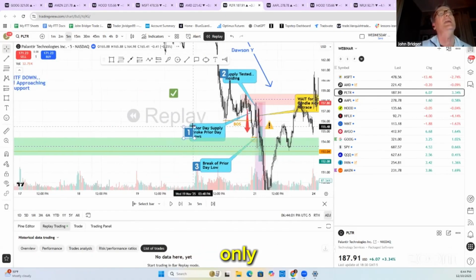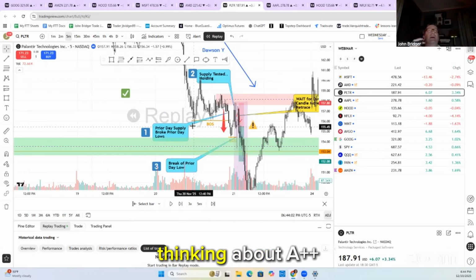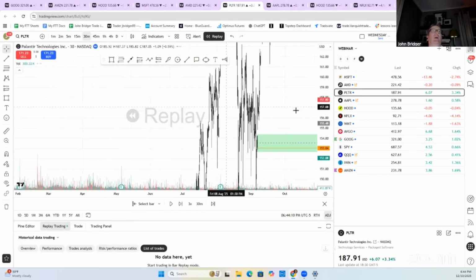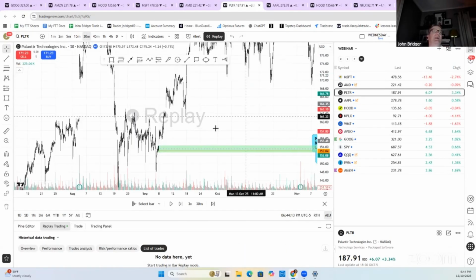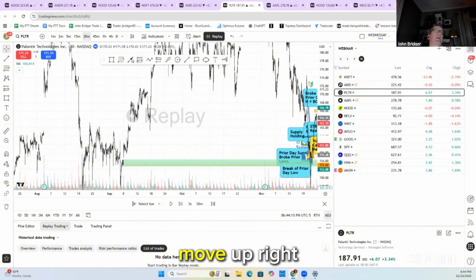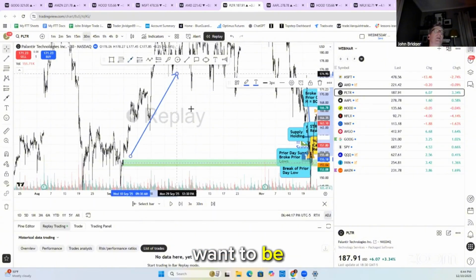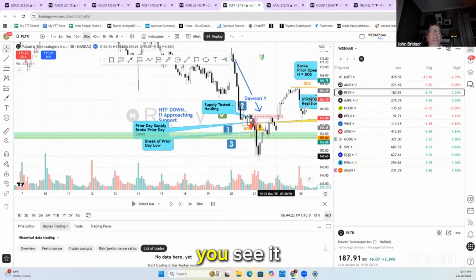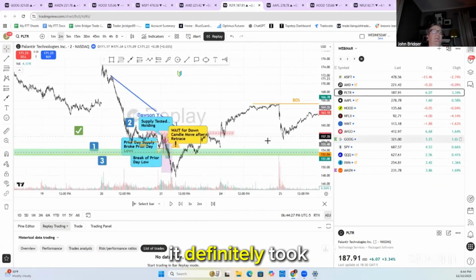Now, I would say the only thing, again, if you're thinking about A++, what would give me pause on this is you do have this major support over here, right, that was the start of this big move up, right? So you just want to be careful when you're shorting into that, right? In this case, you can see it took it out. It definitely took it out.